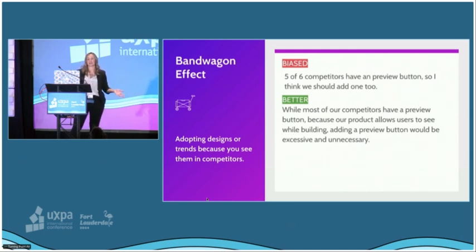It's a huge rule of thumb. You see it everywhere. Now, there are also benefits to this because you're used to it, so it's easier to adopt, but you don't want to do it just because everybody's doing it. It is attractive to follow patterns that we see elsewhere, but we have to look at the entire picture. We have to be analytical about why or why not something will work for us. So, for example, maybe most competitors have a preview button, but our product allows people to see while they build. So it would be absolutely unnecessary and excessive.